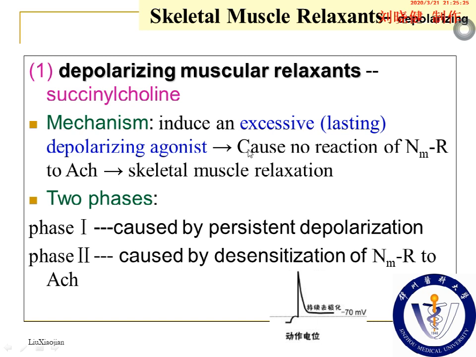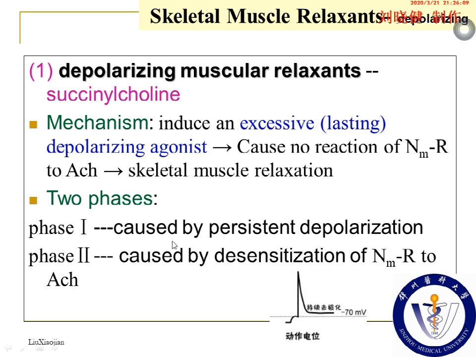So they induce a lasting depolarization and cause no reaction of the NM receptor to acetylcholine, inducing skeletal muscle relaxation. Actually, because of this depolarizing mechanism, this action includes two phases. Phase 1 is caused by persistent depolarization. You know, it prolongs the effective refractory period.